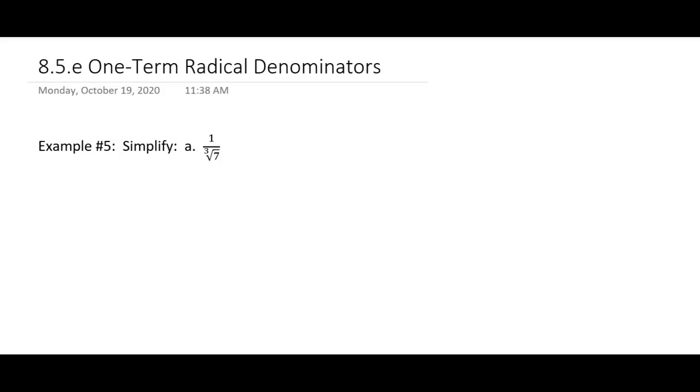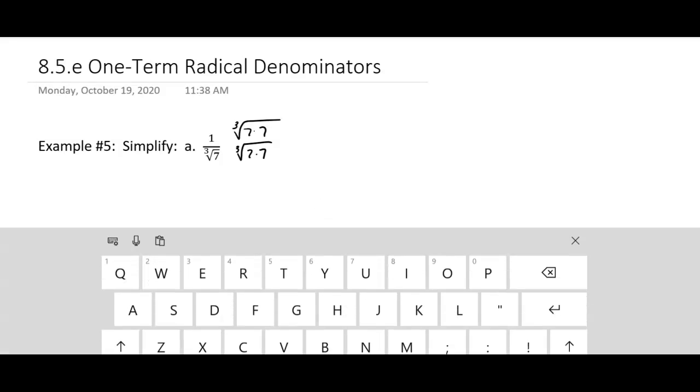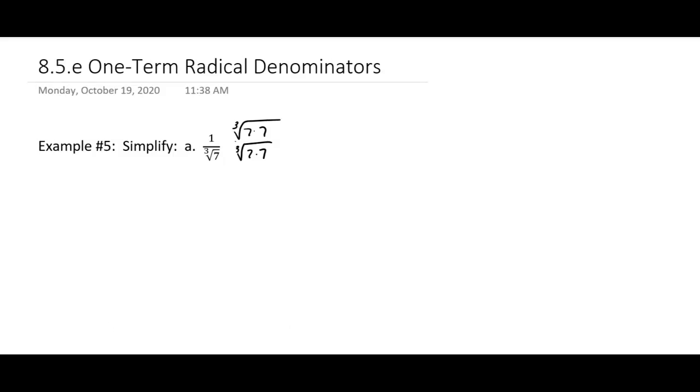So right now on this first one, I have the cubed root of 7. 7 is prime, so I would need 2 more 7s to get a group of 3. What I want to multiply has to be a cubed root, and I need 2 more 7s. Whatever I multiply in the denominator, I have to multiply in the numerator. So it looks like that. There's really a line under here, but sometimes that doesn't fit.